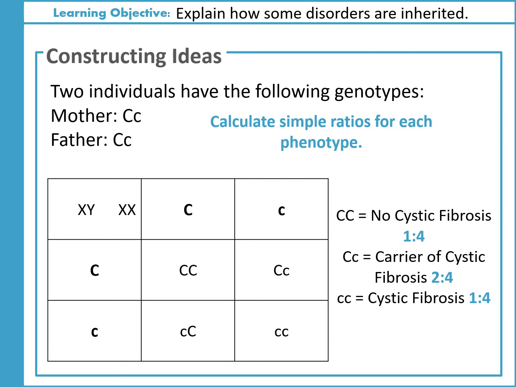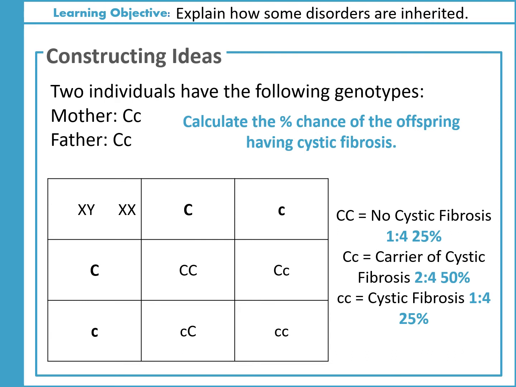But remember, this is all about chance. It wouldn't necessarily happen. Even if this couple had 8 children, they might not have a child with cystic fibrosis, but there is a high likelihood that they would at least be carriers. Okay. So change those into percentages for me now. Okay, and you should have had no cystic fibrosis, 25%, being a carrier, 50%, and having the condition of cystic fibrosis should also be 25%.